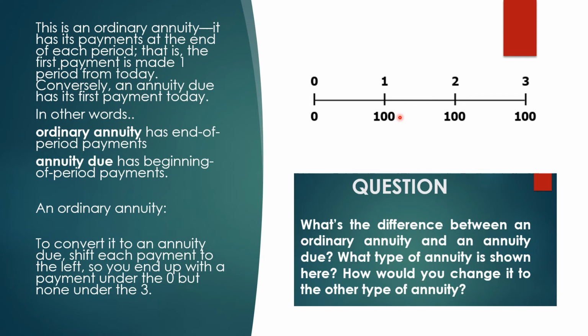So, if we want to convert this to an annuity due, we will shift our payments to the left. Let's ink this one. So we can have here 100, here another 100, and here another 100, and you end up with 0 under payment 3, year 3. So that is how to convert into an annuity due.